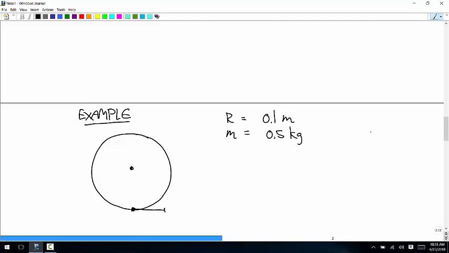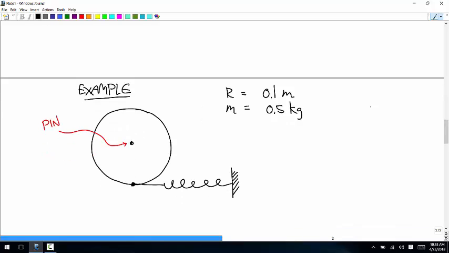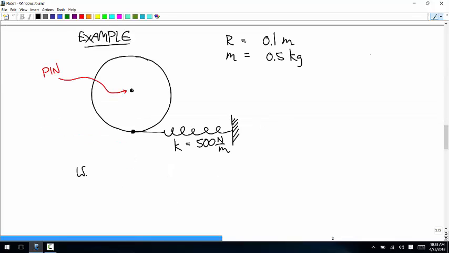And at this point at the bottom, there's a linear spring connected to the wall. So this is a pin that it rotates around. And let's say that the spring constant here is 500 newtons per meter. What's the frequency of this system?